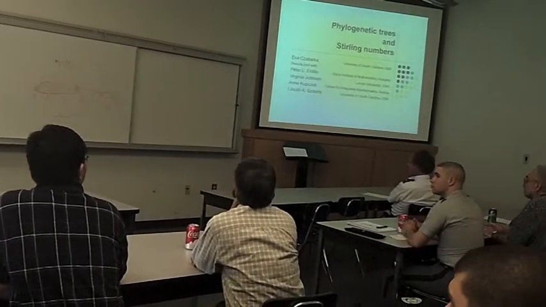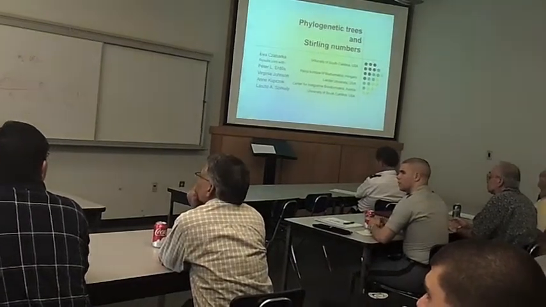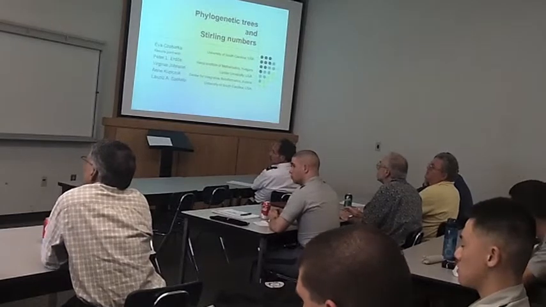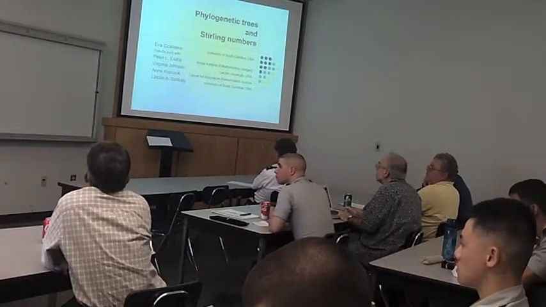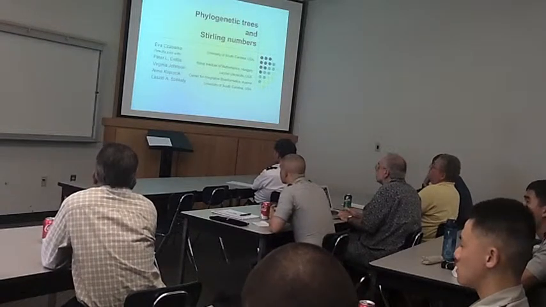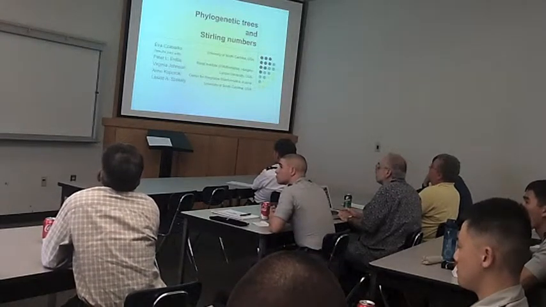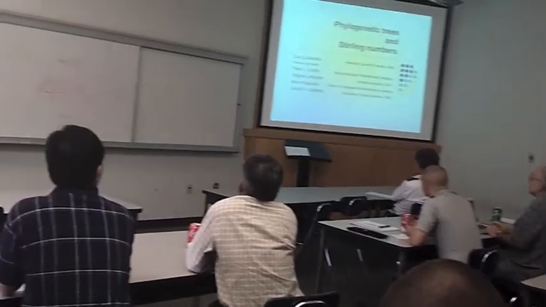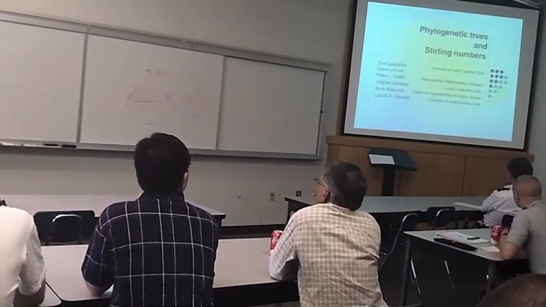Phylogenetic trees. Okay. I'm going to talk about phylogenetic trees and Stirling numbers. As you can see, my collaborators are the previous speaker, Péter Erdős, Virginia Johnson, who was my PhD student at the time and currently is a faculty at Lander University, and Anne Kupcok, who is a European bioinformatician, and she's the originator of the problem that we were working on.